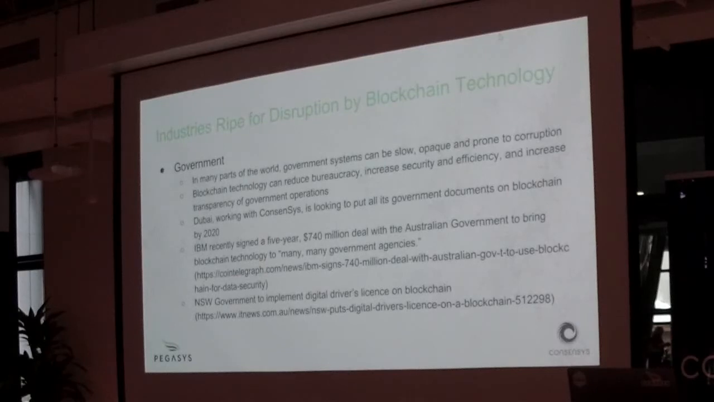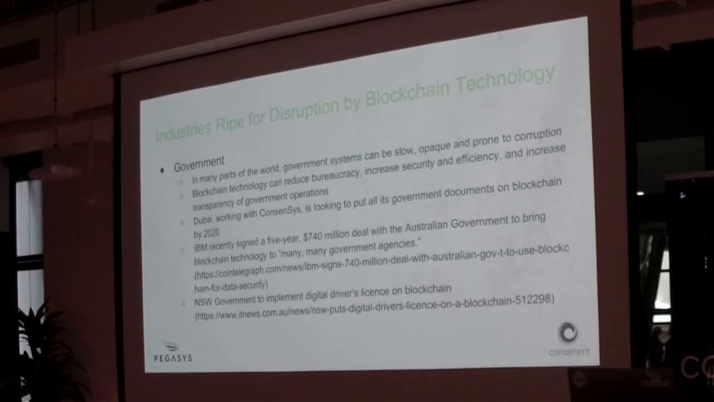If we look at some examples, the Dubai government, for example, is working with the company I work with, Consensus, to put all of their government information onto blockchain by 2020. So that's quite a big initiative.